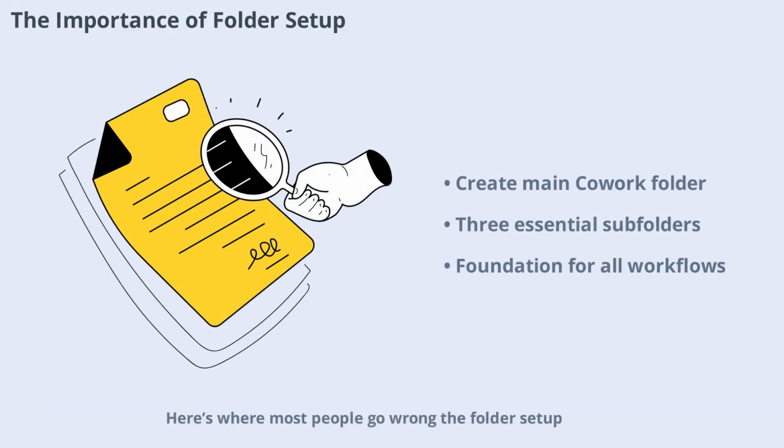Here's where most people go wrong: the folder setup. It's not just a minor detail, it's the foundation of the entire system. Create a folder on your computer called Claude Cowork and put it somewhere you'll easily find. Inside, you'll create 3 subfolders: About Me, Outputs, and Templates. This structure is what allows Claude to understand you, remember your work, and reuse your best templates. Everything else builds on top of these 3 folders, so don't skip this step.